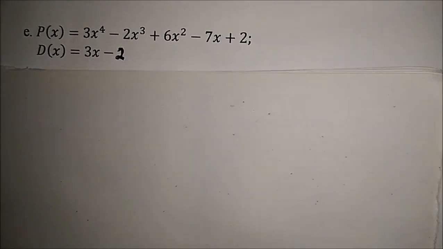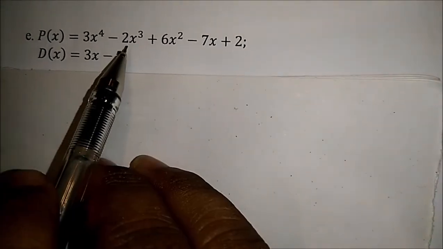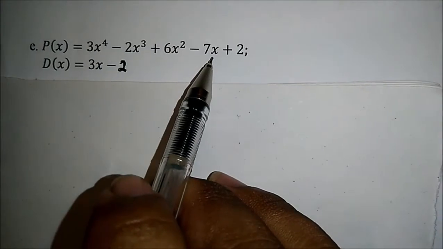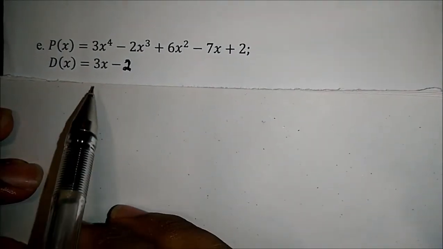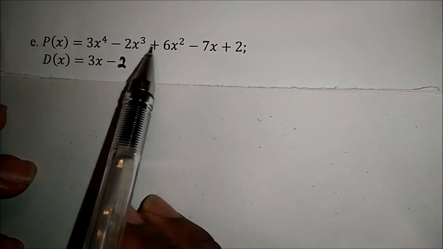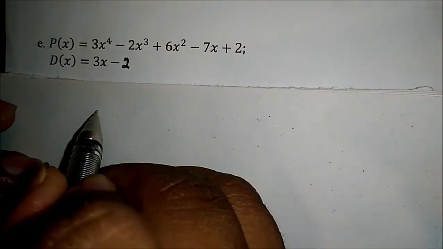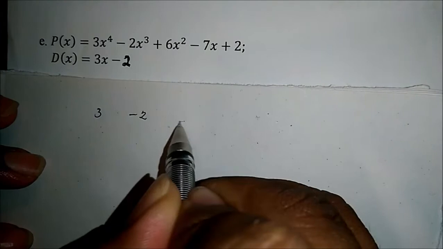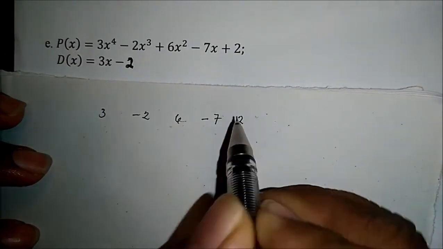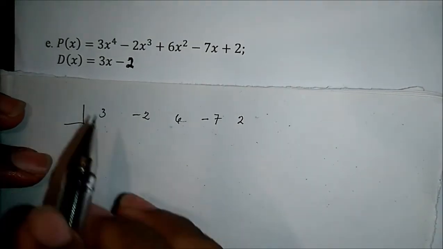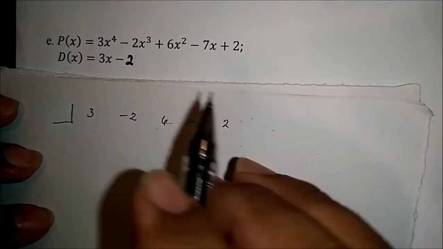Okay, so for this example, we have 3x raised to 4 minus 2x cubed plus 6x squared minus 7x plus 2 divided by 3x minus 2. So, isulat natin lahat ng coefficients. Since wala tayong missing term, so dire-diretso lang tayo. 3, negative 2, positive 6, negative 7, and positive 2. And our synthetic divisor, tingnan natin kung paano.